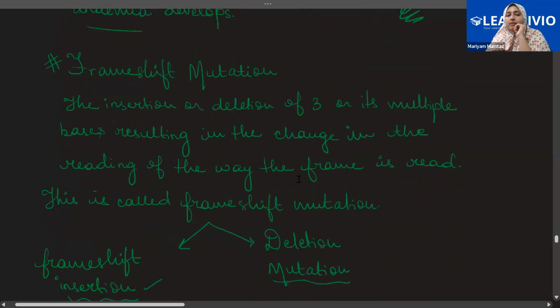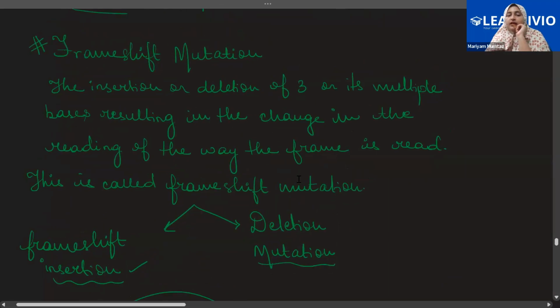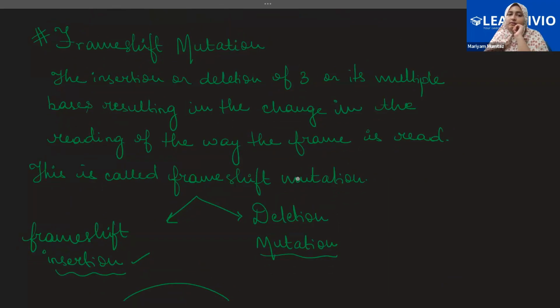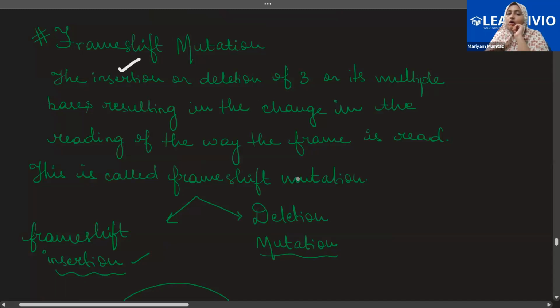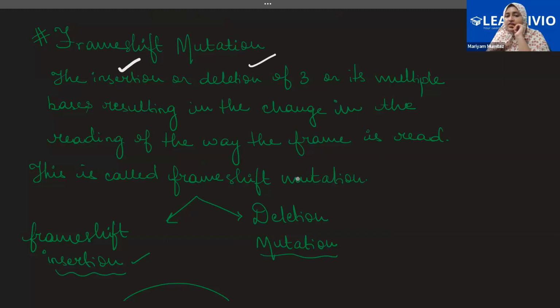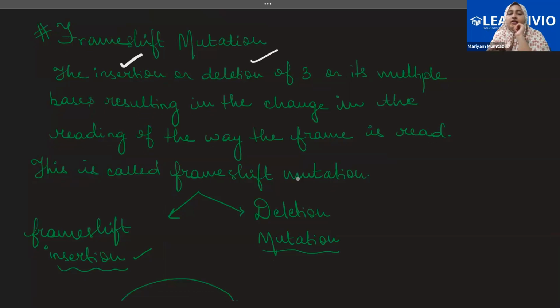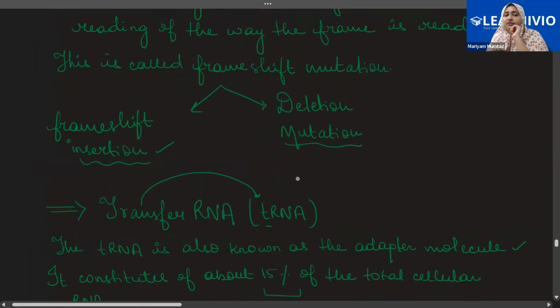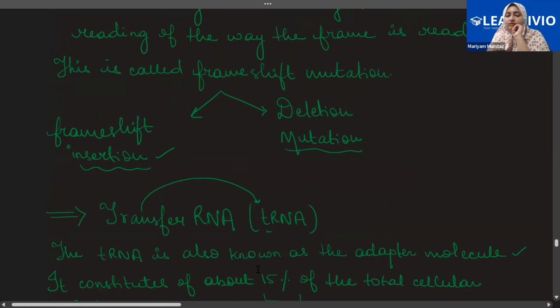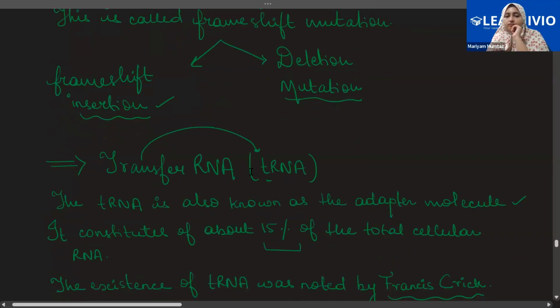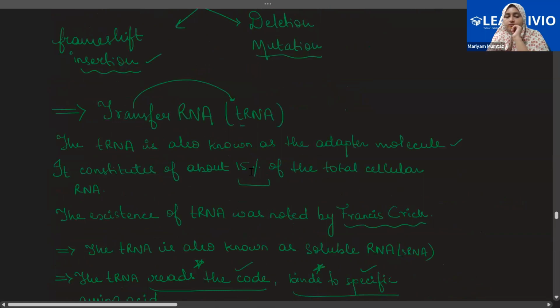Now moving forward, talking about the frame shift mutation. We know that frame shift mutation happens because of either the insertion or the deletion of bases, resulting in a change in the way the frame is read. If any base pair gets added or deleted, the whole reading frame is changed. Is this much clear to you all? Any doubts in the two kinds of mutation or anything about mutation? No, ma'am.